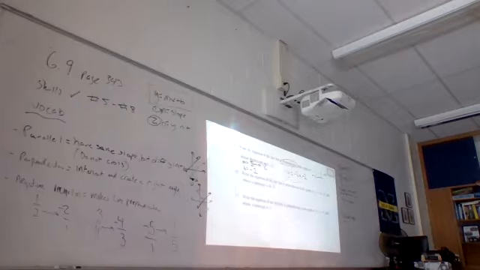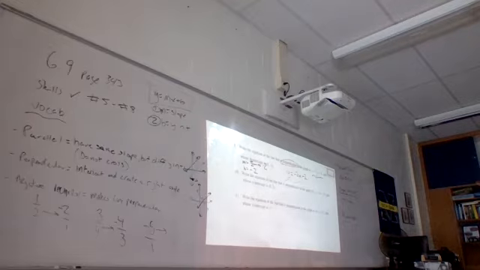Anybody? Perpendicular lines? Negative reciprocal slopes? Yeah, they're going to cross perfectly, right? Like a perfect X. Okay? That's this example right here.